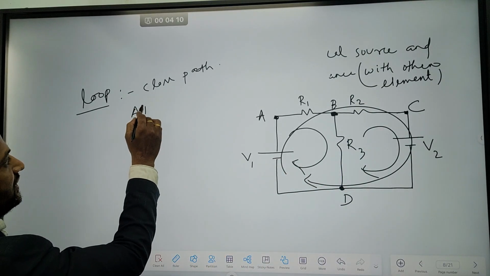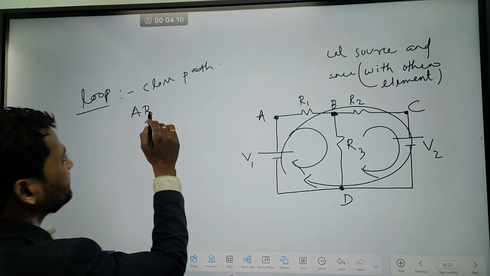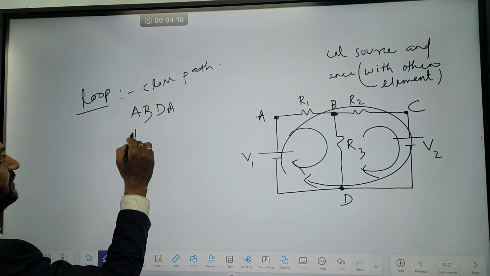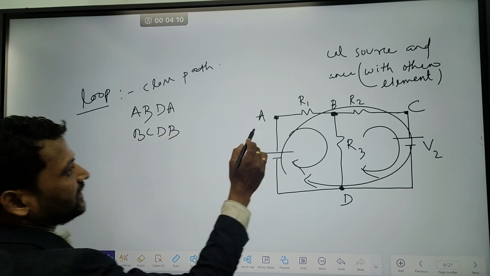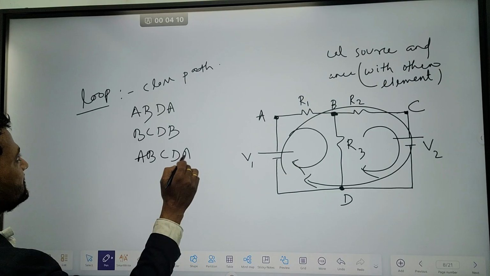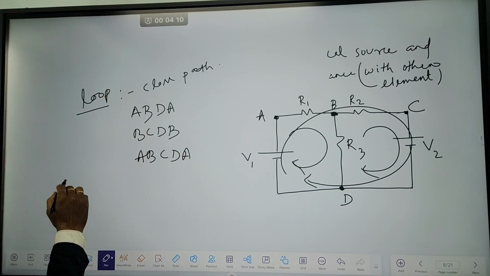So I can write down A B D A. Second is B C D B, and third is A B C D A. So these are the loops.